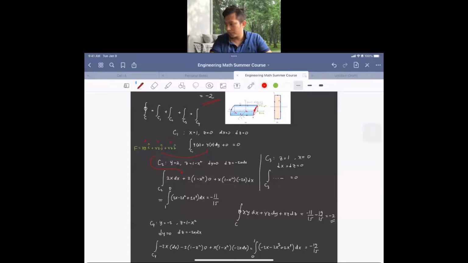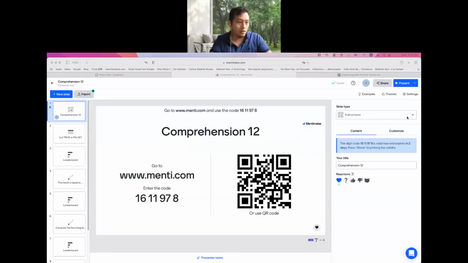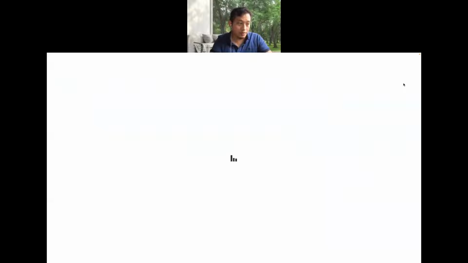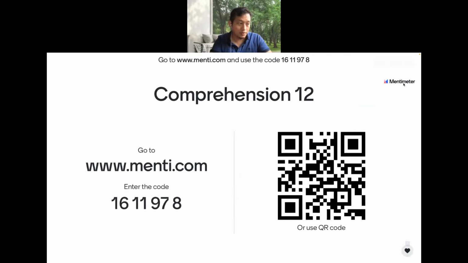Okay, so I think we can have a feedback again. I will stop the sharing, and we are going to share again my second screen. Okay, again, then comprehension 12, probably our last comprehension in class. I believe this will be about the vector calculus, well, most of it, the line integral. So I think you can prepare your notes on the vector calculus.